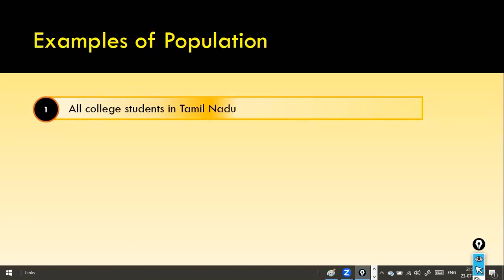Let's say I'm interested in studying, and my group of interest is all college students in Tamil Nadu. This is my population. I'm going to randomly conduct some survey in Tamil Nadu, and then I'll get the heights of the students, and then I'm going to generalize to the population height.